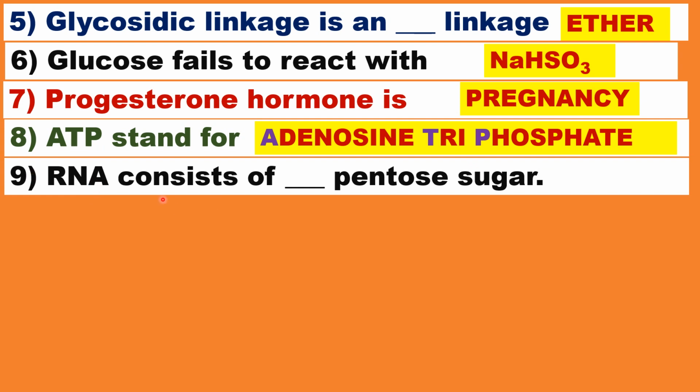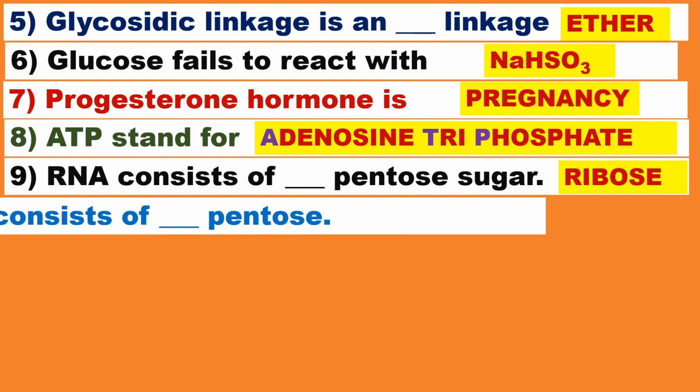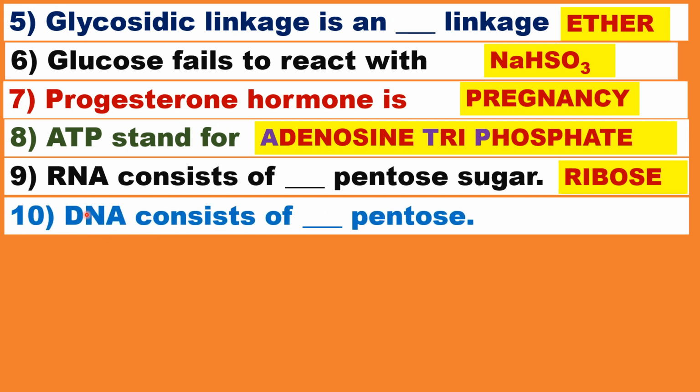Ninth question: RNA consists of pentose sugar. RNA consists of pentose sugar, a 5-member ring, ribose. Tenth question: DNA consists of pentose. Deoxyribose. In RNA it is ribose. In DNA, deoxyribose.